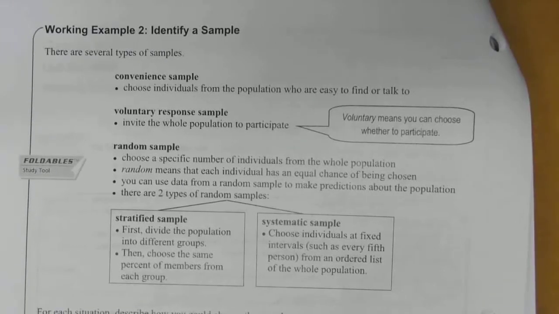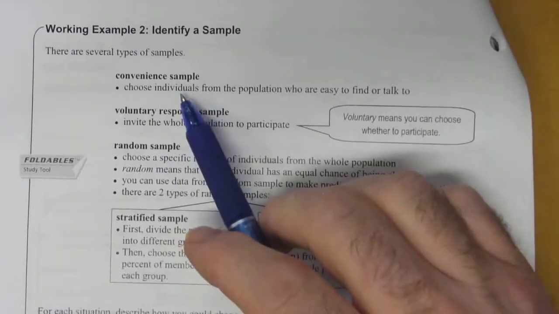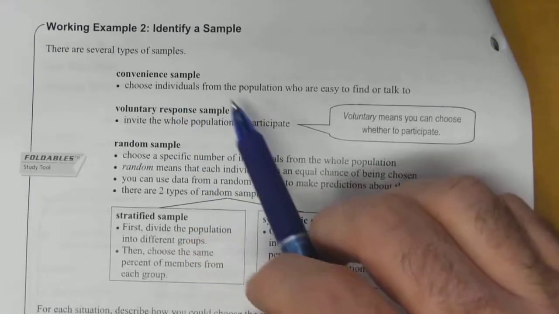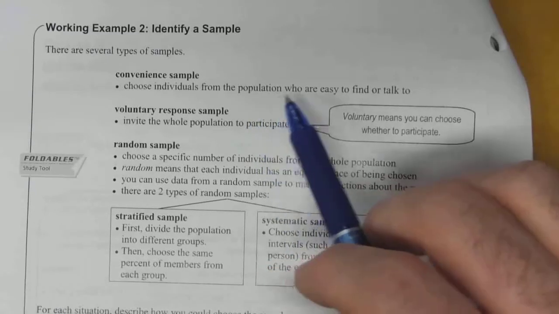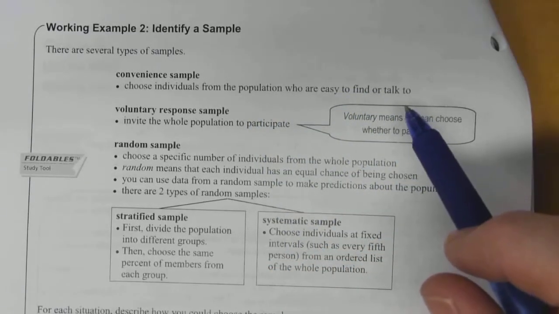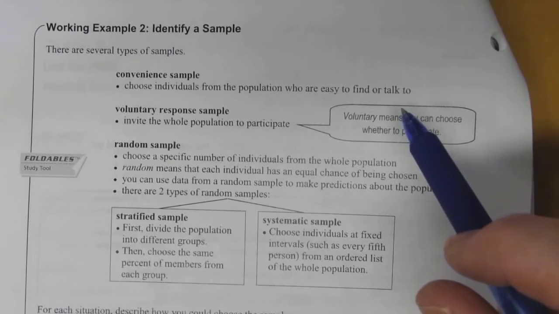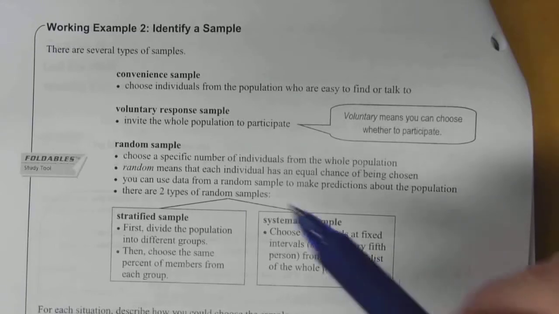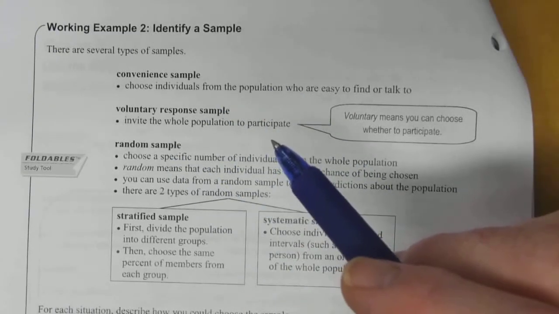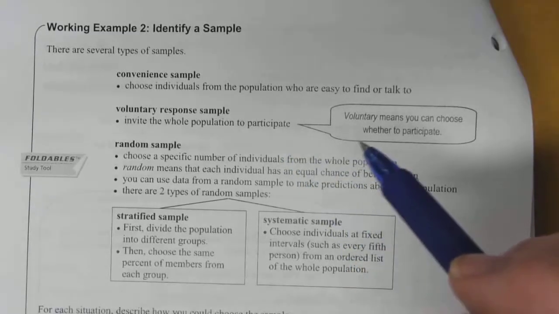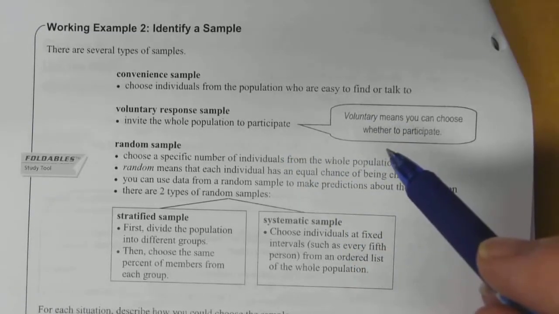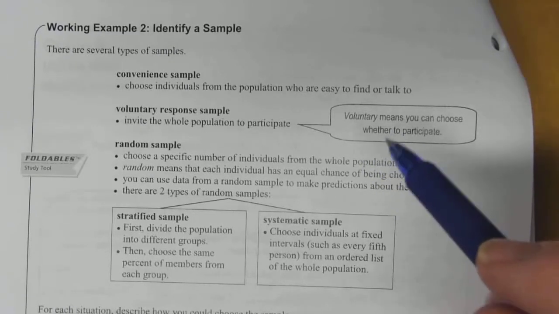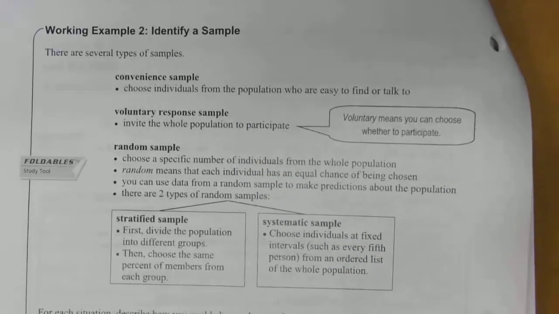Example number 2, identifying a sample. There are several types of samples. A convenience sample is where you choose individuals from the population who are easy to find or talk to. If you've got easy access to a part of your population, that's called a convenience sample. A voluntary response sample is when you invite the entire population to participate, but not everybody does. Just the volunteers who choose to participate actually participate. So it's not going to be the entire population, it will still be a sample at that point.